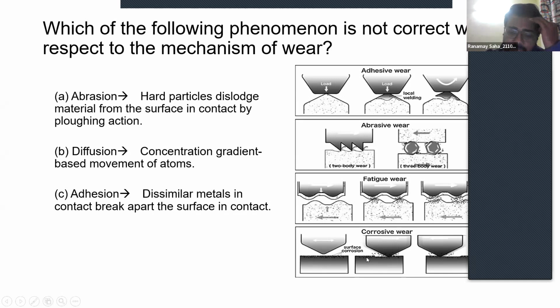Another is corrosive wear, which happens when a surface is subjected to, say, open atmosphere, where there can be oxidation. The top surface can get activated, and when the other part comes in contact, the strength of that surface reduces and it becomes brittle due to oxidation. This phenomenon is called corrosive wear. So the question says, which of the following phenomena is not correct with respect to wear mechanism? Can anyone of you tell me?